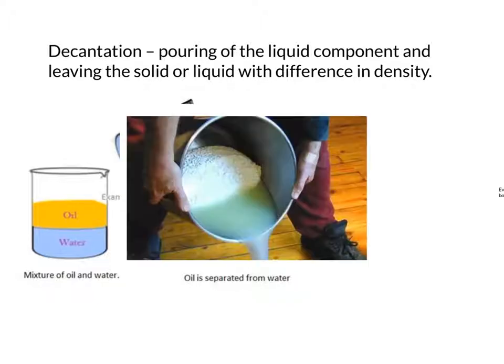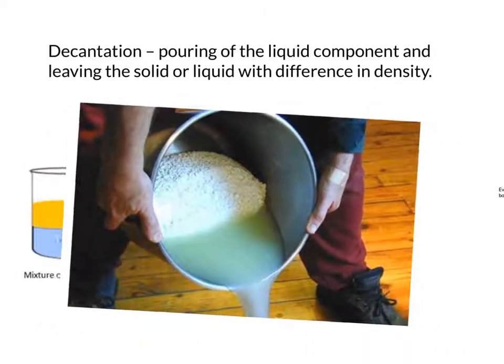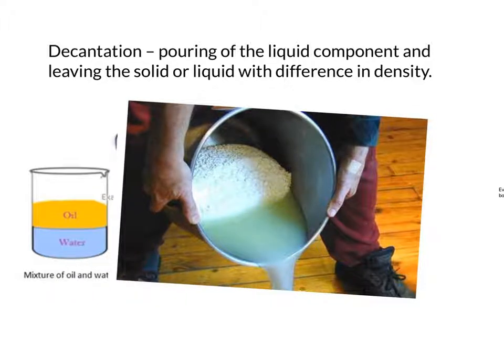Another example of decantation is when you wash the clean rice before placing it in the cooker, just like in the picture. The third method is evaporation.